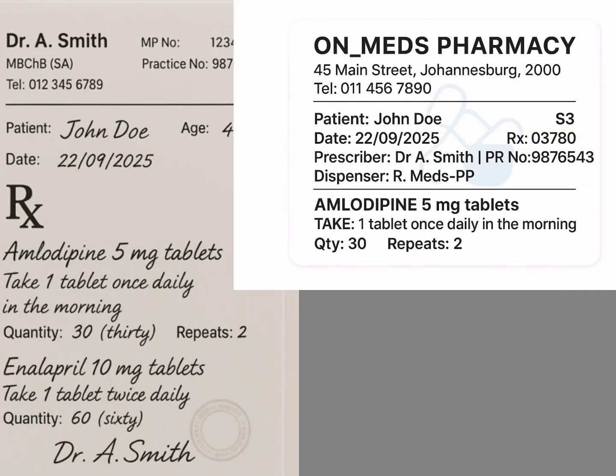Now let's start with amlodipine. The label will show on the right side of the screen. As you can see, the label is still the same format as the previous label we discussed. Remember, all these labels are not the real labels. I asked ChatGPT to generate these labels for me. It's Meds Pharmacy, and you can see the pharmacy details on top of that label: Meds Pharmacy, 45 Main Street, Johannesburg, 2000. And there's also a telephone number there, 011 456 7890.